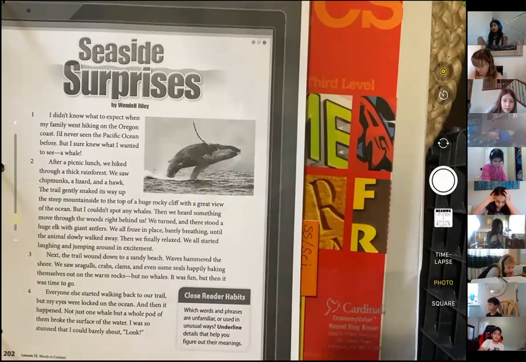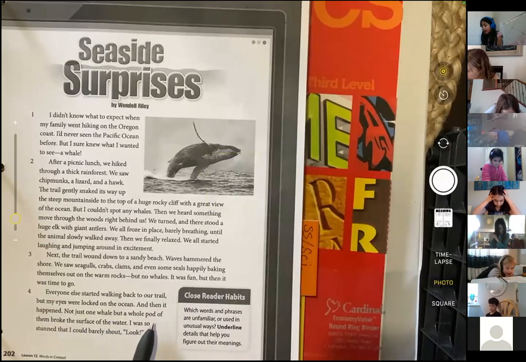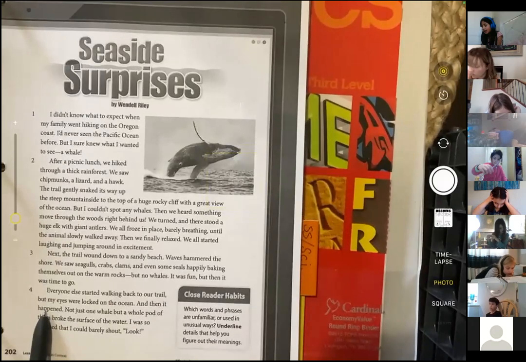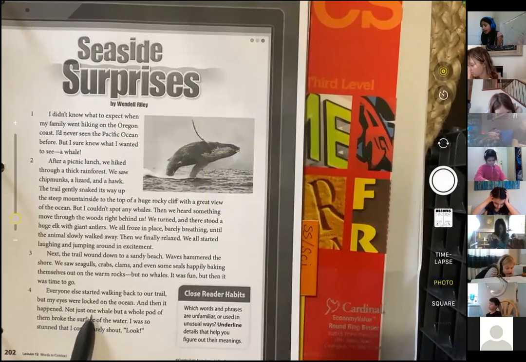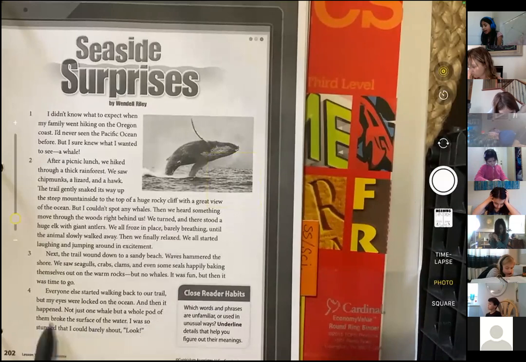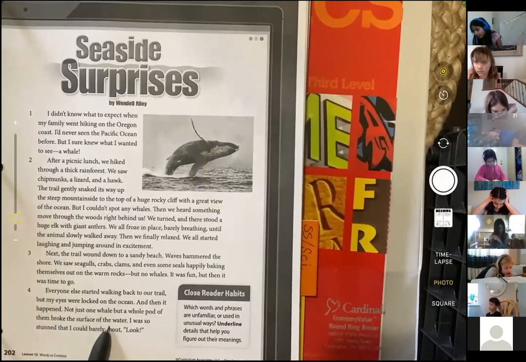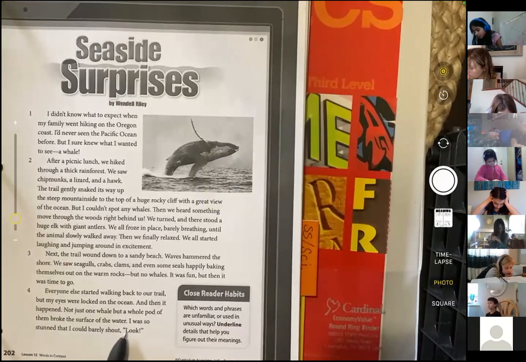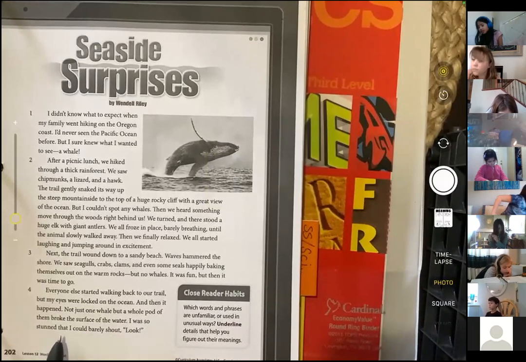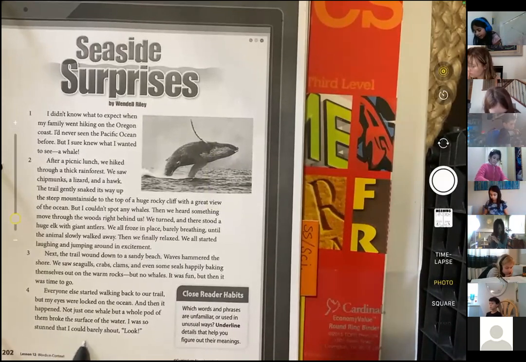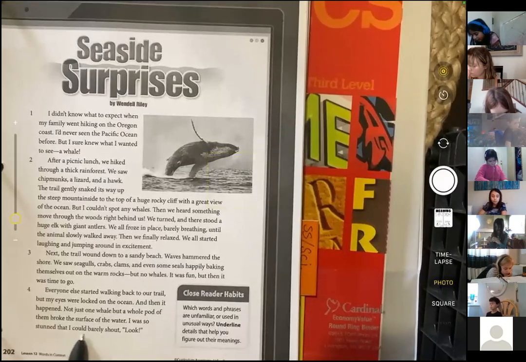Everyone else started walking back to our trail, but my eyes were on the ocean. And then it happened. Not just one whale, but a whole pod of them broke from the surface of the water. I was so stunned that I barely shouted, "Look!"